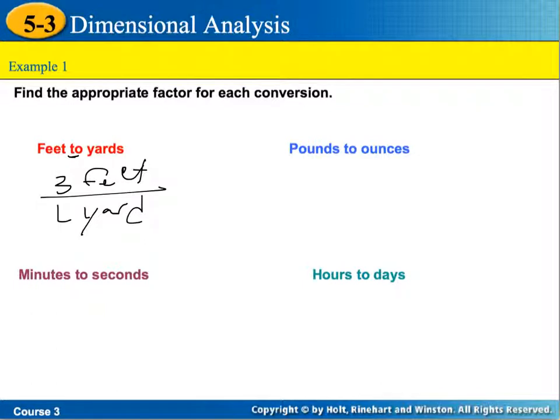Okay. Pounds to ounces. This may not be as common as feet to yards, but again, pounds go on top, ounces go on bottom. So if I look at this, there's 1 pound, and there's 16 ounces inside each pound. 1 pound, 16 ounces. Again, that word "to" tells me what I'm changing it to.